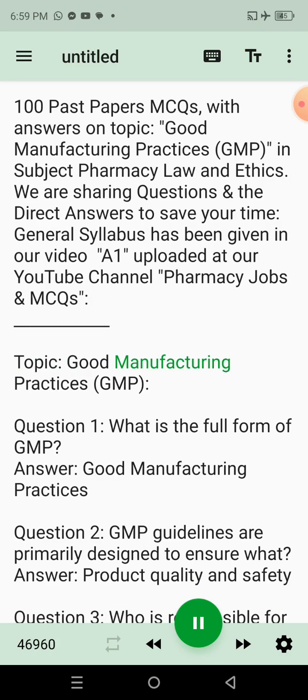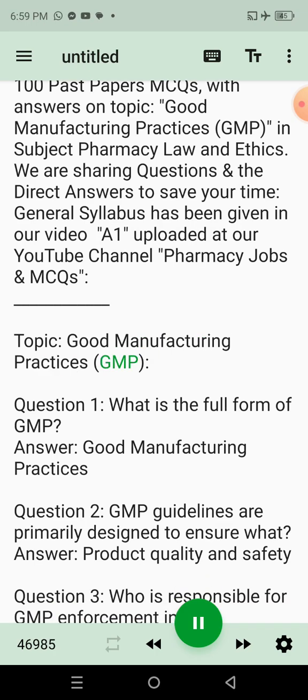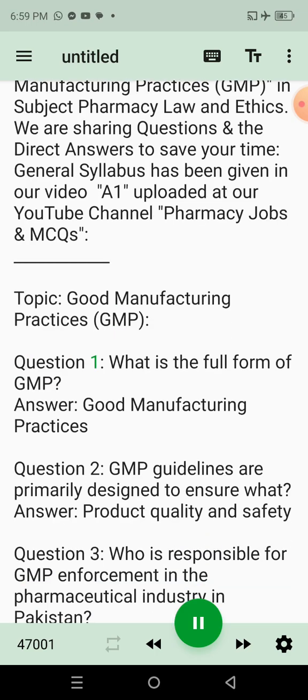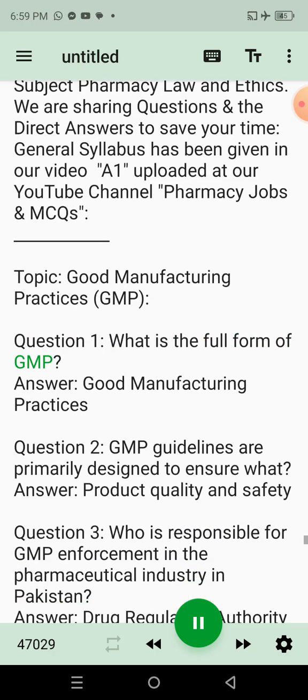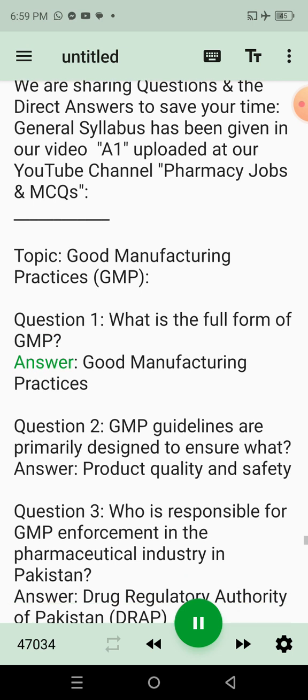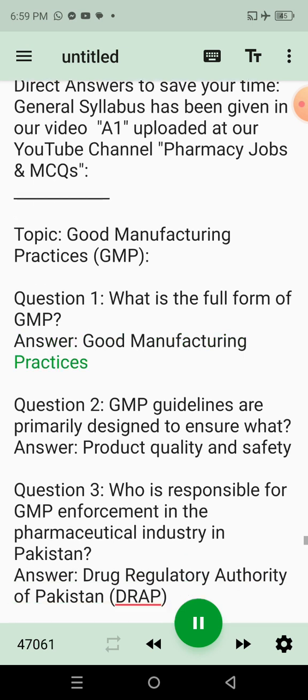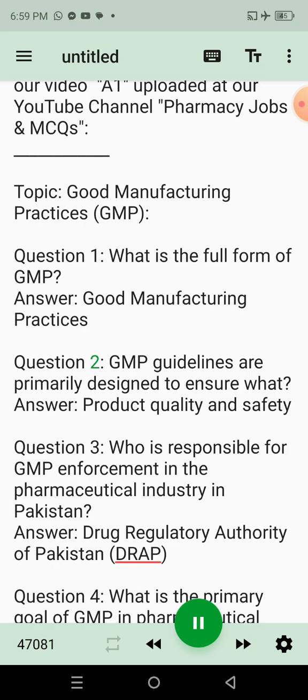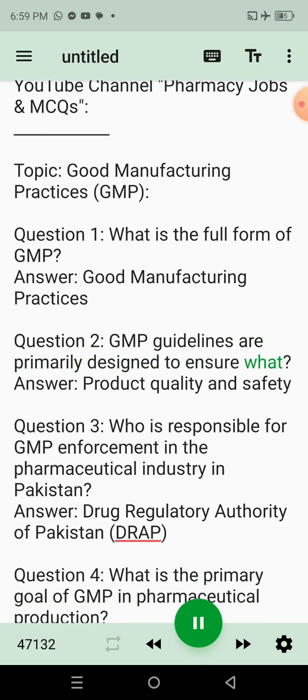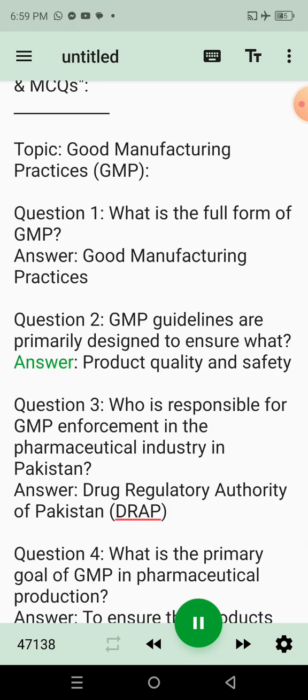Topic: Good manufacturing practices, GMP. Question 1. What is the full form of GMP? Answer: Good manufacturing practices. Question 2. GMP guidelines are primarily designed to ensure what? Answer: Product quality and safety.